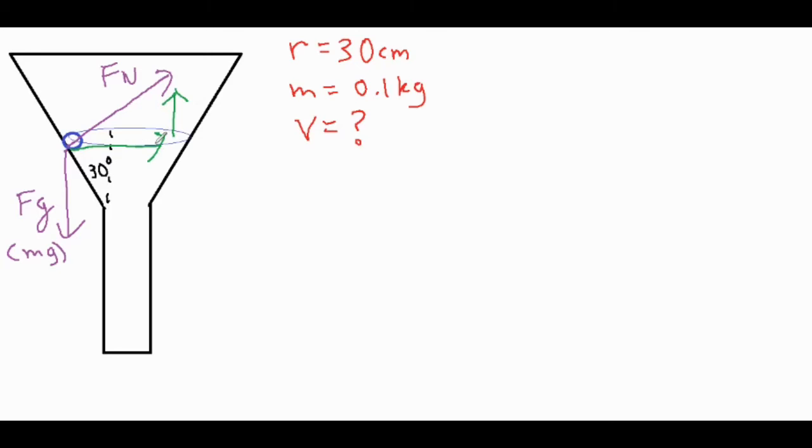This horizontal component over here is actually going to be our centripetal force, which is mv squared over r. And then our vertical force over here is going to be equal and opposite of that Fg, because they are the only two vertical forces. Therefore, this vertical component of the normal force is going to be equal to mg.